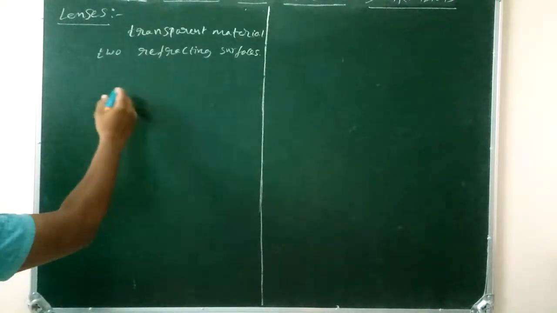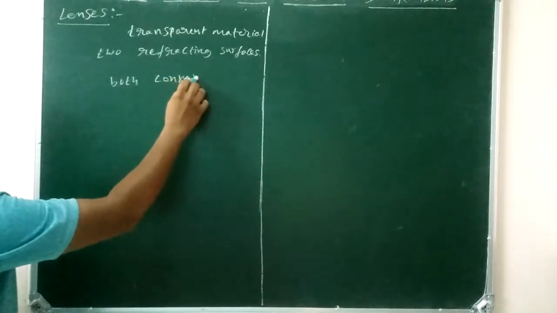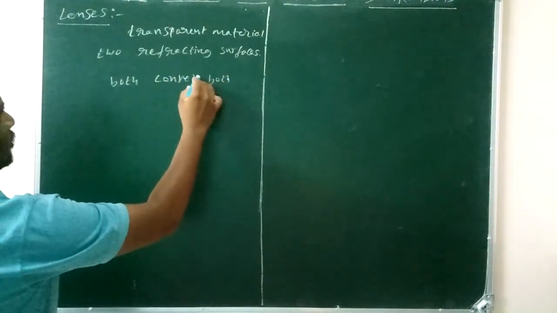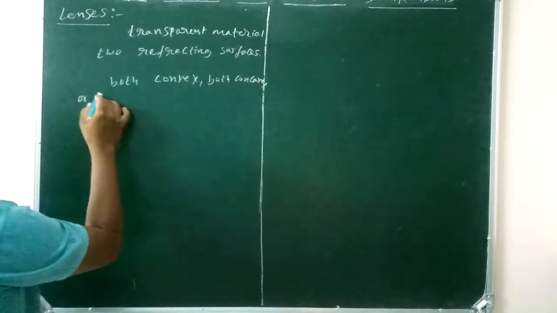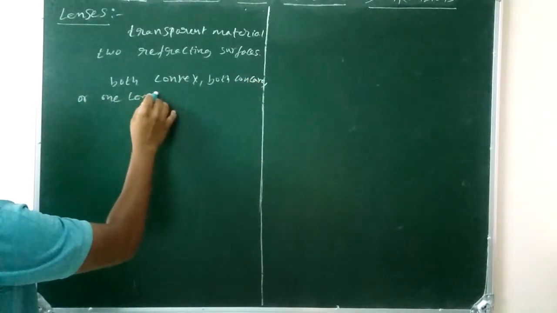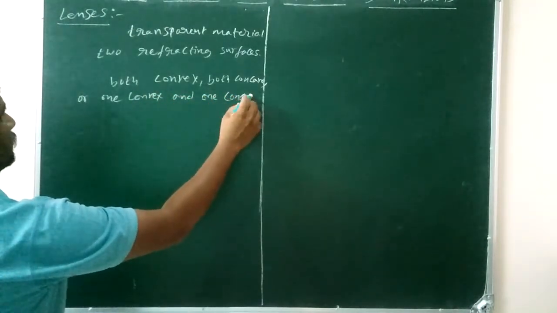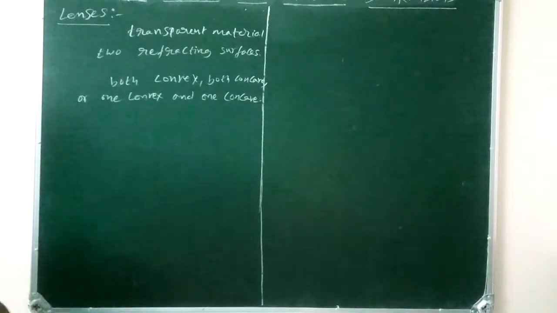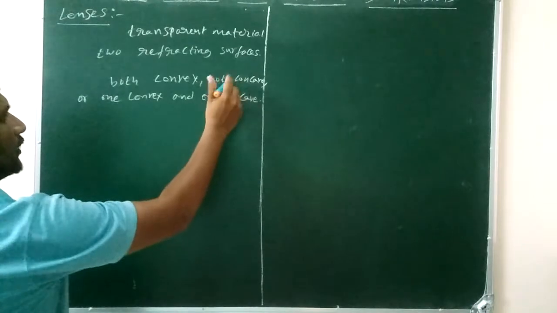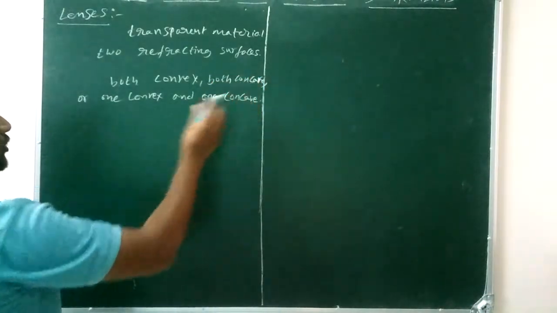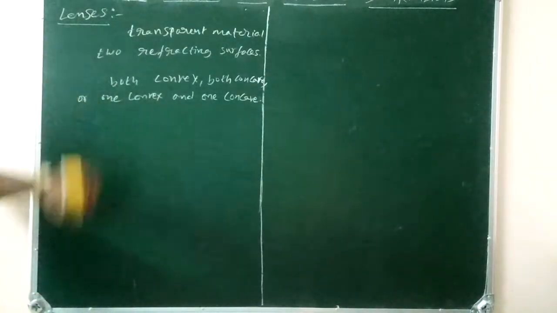These refracting surfaces may be both convex or both concave or one convex and one concave. We can call it a lens.